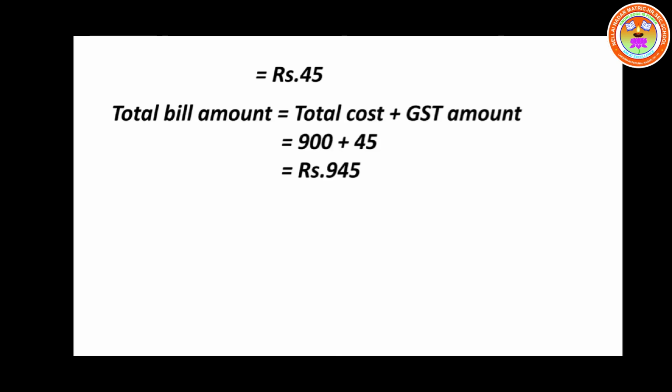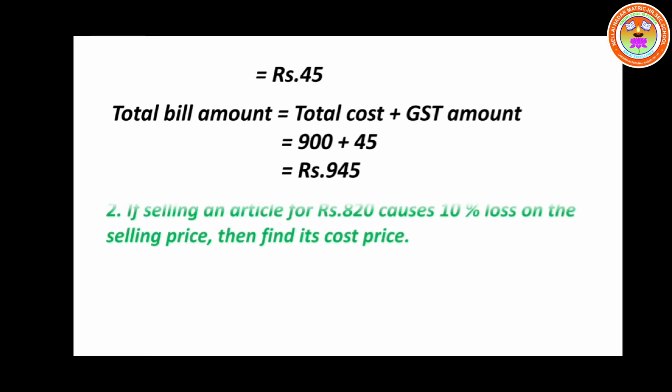Now we want to find the total bill amount. So total bill amount is nothing but total cost plus GST amount. So 900 plus 45 equal to rupees 945 is your answer. Okay, now let us move on to the problem number 2. If selling an article for rupees 820 causes 10% loss on the selling price, then find its cost price.